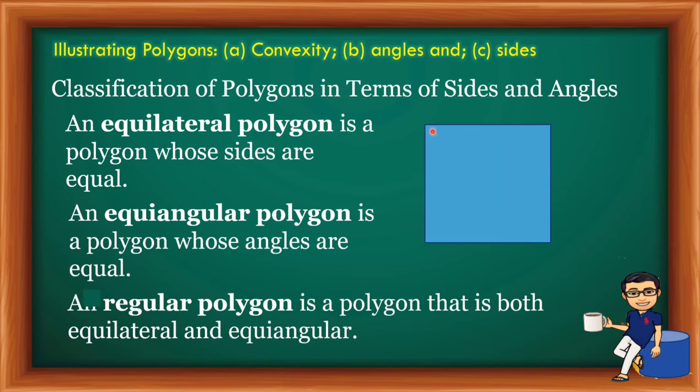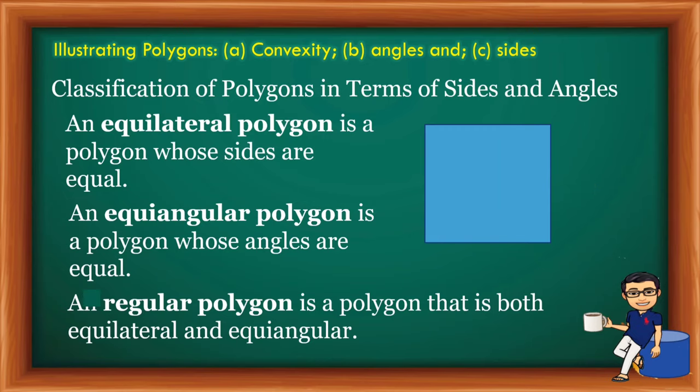Katulad nito, sabi natin ito ay equilateral because the sides are equal. Then, equiangular kasi ang angles ay equal din. Hence, itong example na to ay regular polygon din. So, this is an equilateral polygon. At the same time, this is also an equiangular polygon. And at the same time, this is a regular polygon.